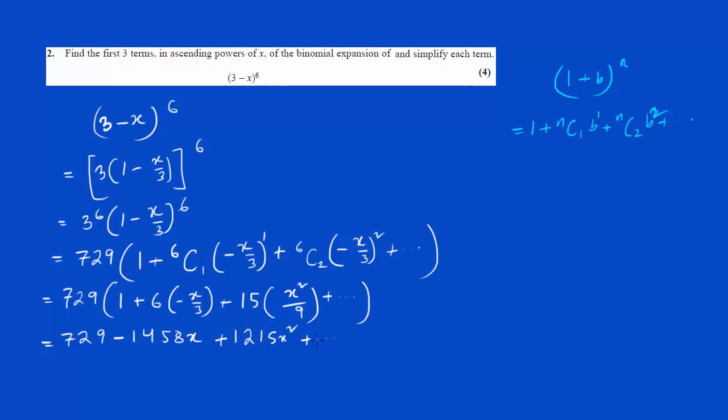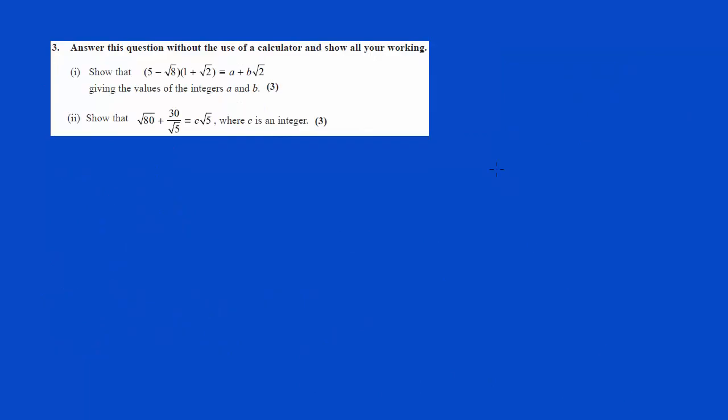And we have to give this plus dot dot dot to give the idea that the series continues. Now remember, these are the first three terms. It is not up to x cubed. It is the first three terms, that means up to x squared. This question says, answer this question without the use of a calculator and show all your working. What this means is we have to make sure the calculation work is shown. Even if you use a calculator for checking, that is fine, but make sure you show the steps.